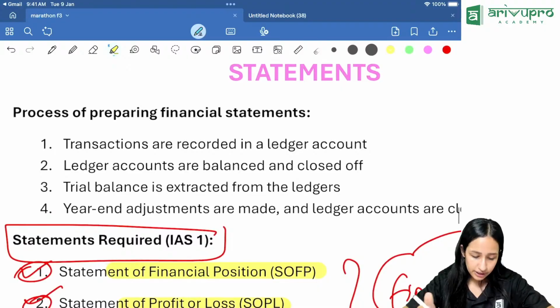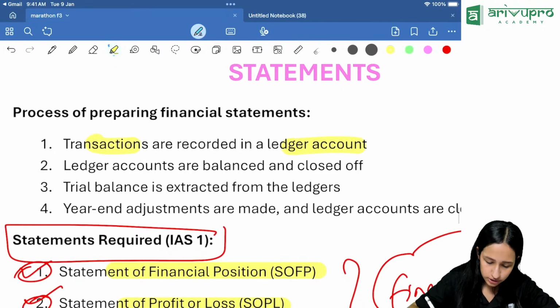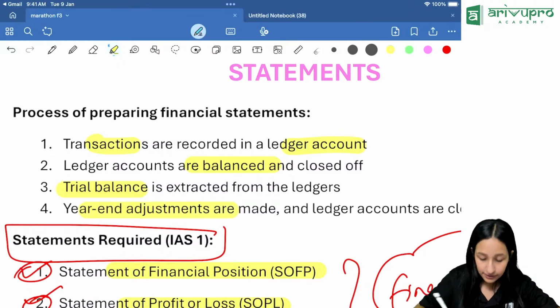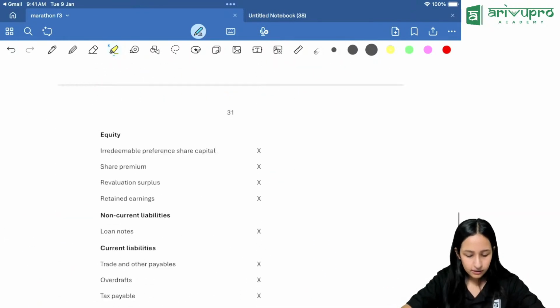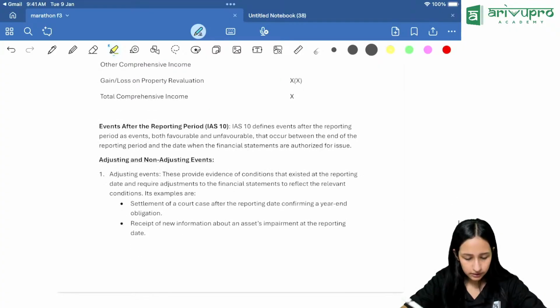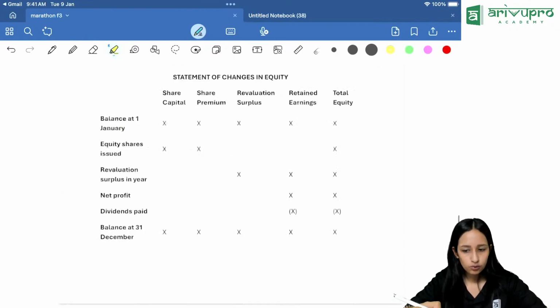How do you prepare financial statements? First, you record it in the ledger account. Then you balance it. And then you create the trial balance. And then the final year adjustments. There are a few adjustments that we'll be learning here. So those standards we'll go through.